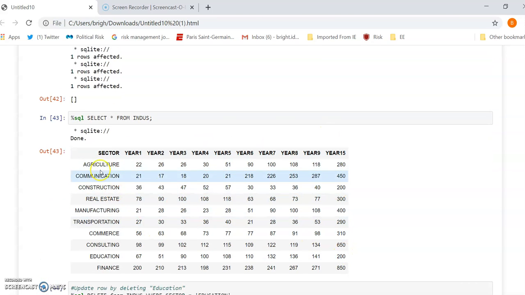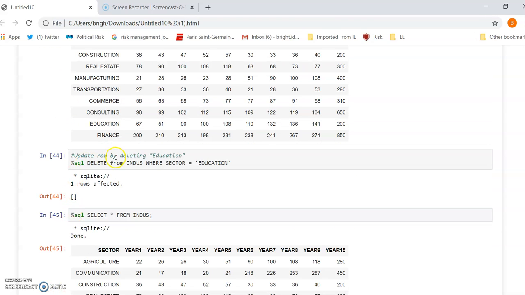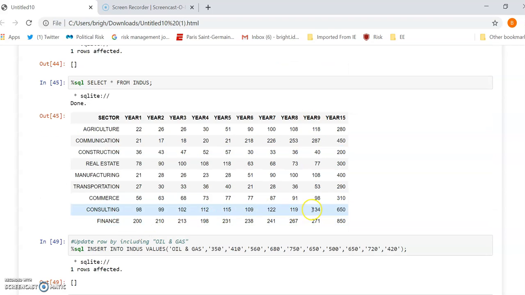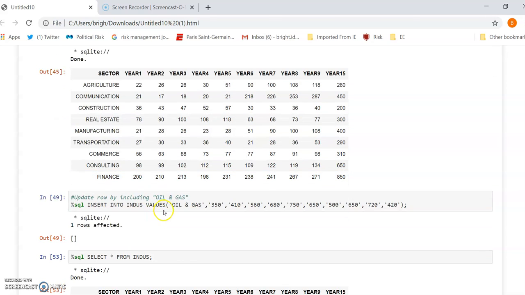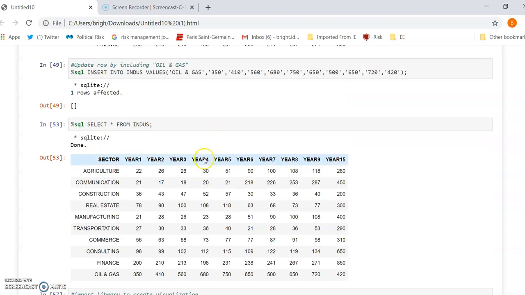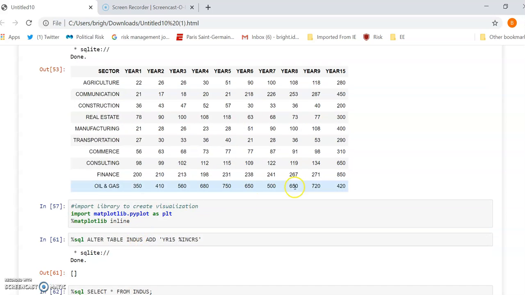What these numbers are telling us is the revenue generated over the years and up to the projected year 15, which is the numbers in the column here. I also deleted a sector, which is the education sector, assuming that the government doesn't plan to generate revenue from education. So I replaced it with the oil and gas sector. I inserted that, and you see that we then have oil and gas here on the table.